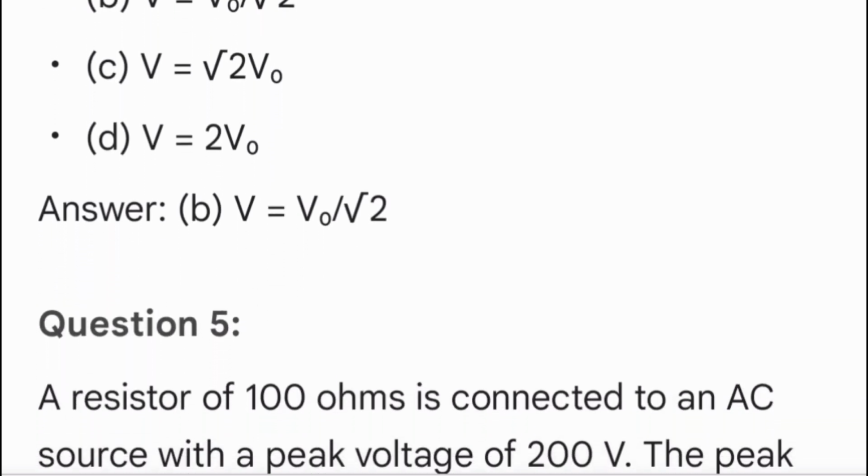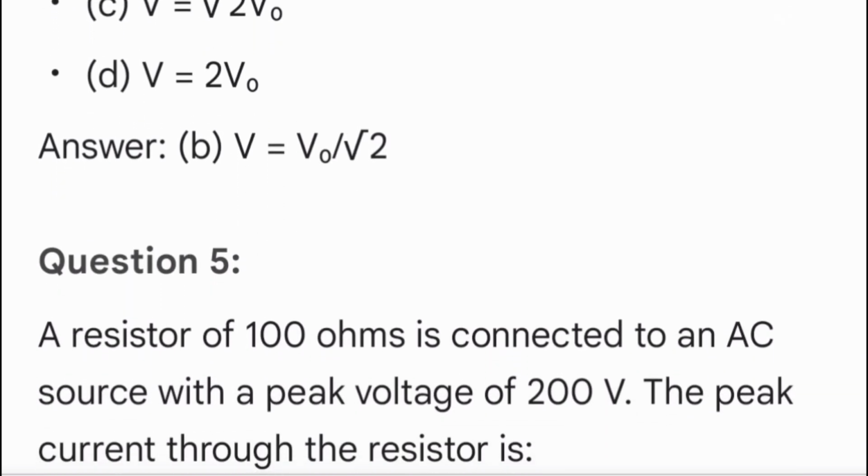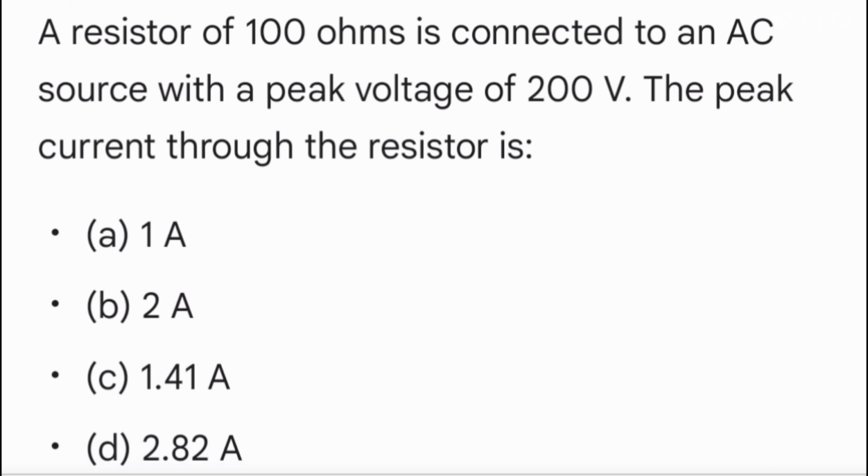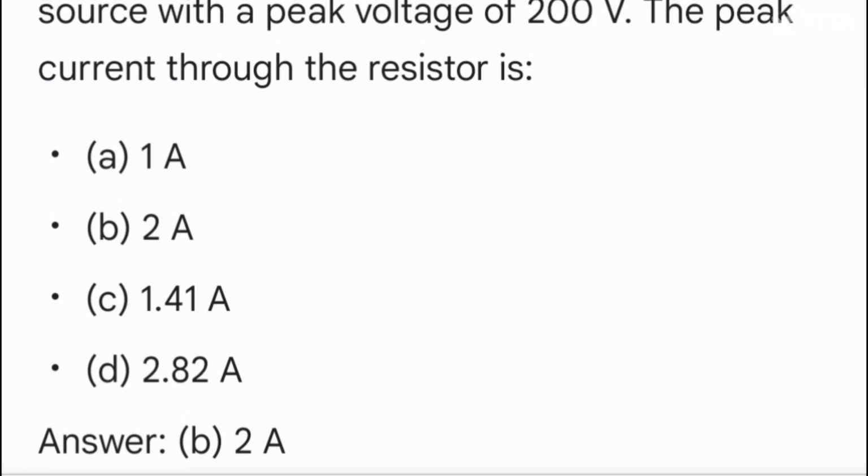Question 5. A resistor of 100 ohms is connected to an AC source with a peak voltage of 200 V. The peak current through the resistor is A. 1 A, B. 2 A, C. 1.41 A, D. 2.82 A. Answer. B. 2 A.